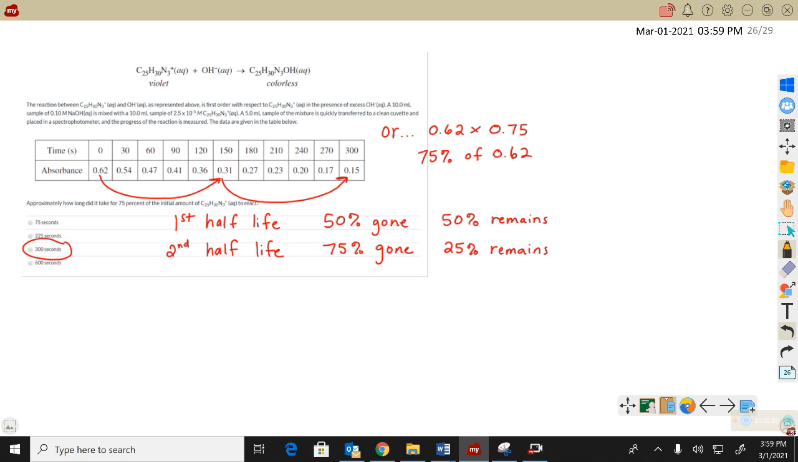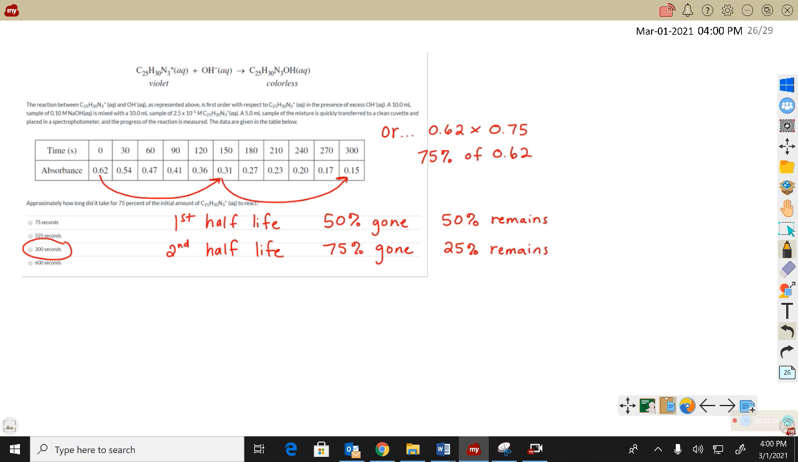Or you could kind of think about half-life. So the first half-life is the time it takes for the initial concentration to go down by half. Or here, the initial absorbance, because absorbance would be directly related to the concentration. So it takes about 150 seconds for the initial absorbance to go down by half. So 150 seconds should be the half-life. So at that point, half of the violet ion has reacted, half of the violet ion remains.